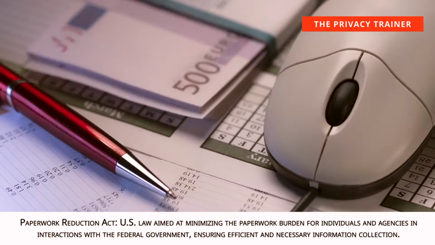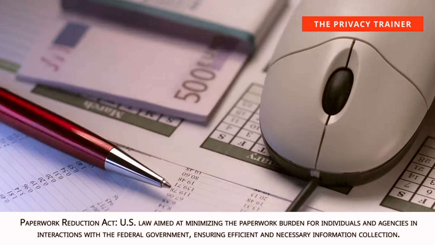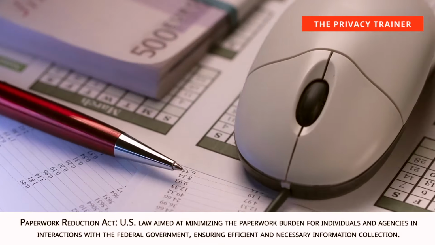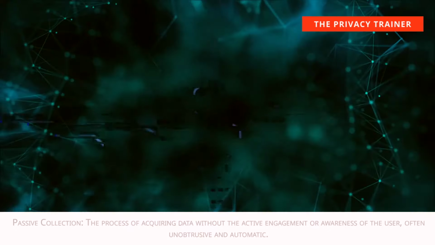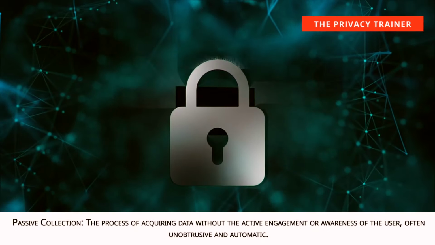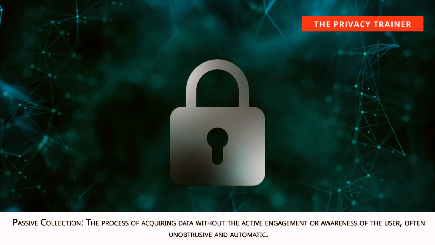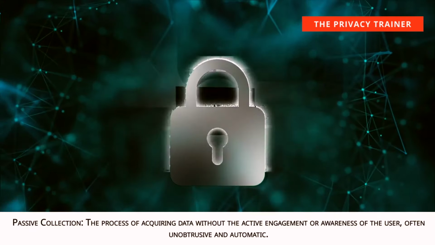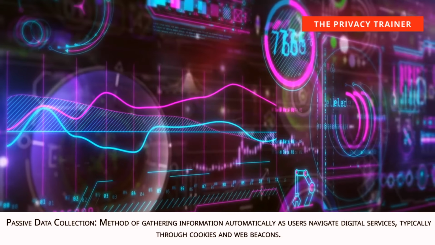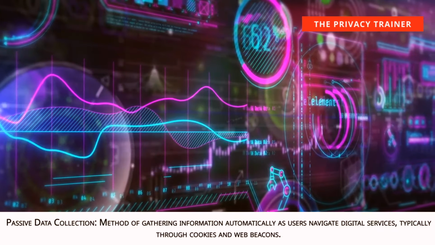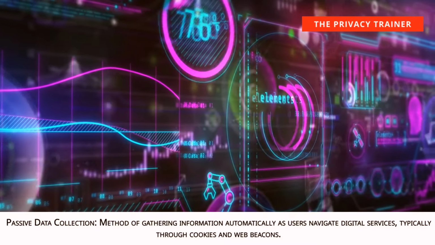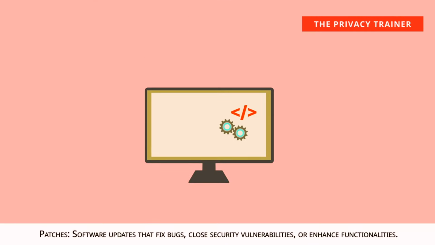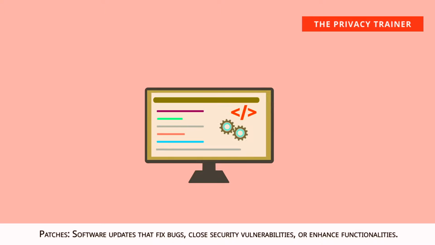Paperwork Reduction Act, a U.S. law aimed at minimizing the paperwork burden for individuals and agencies in interactions with the federal government, ensuring efficient and necessary information collection. Passive collection, the process of acquiring data without the active engagement or awareness of the user, often unobtrusive and automatic. Passive data collection, a method of gathering information automatically as users navigate digital services, typically through cookies and web beacons. Patches, software updates that fix bugs, close security vulnerabilities, or enhance functionalities.